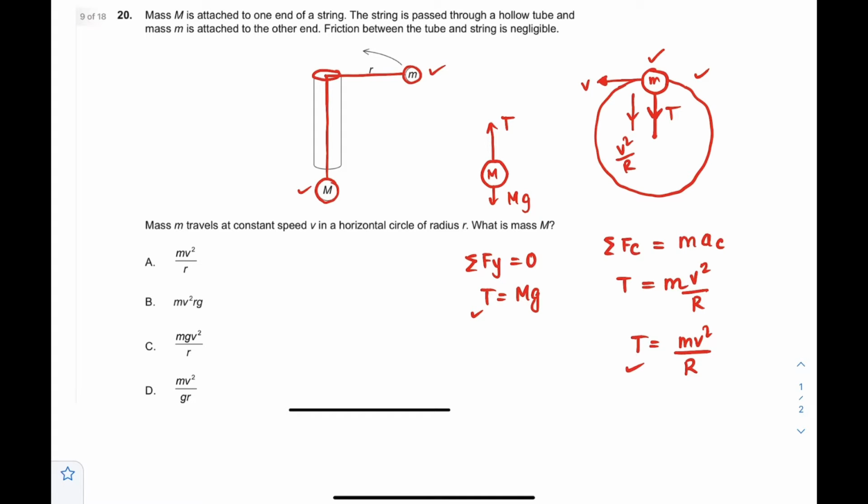So that means capital Mg is equal to small m v square by capital R, right? So what do we need to find? Capital M, right? So capital M is mv square divided by R times G. So that is option number D. I hope you got the question.